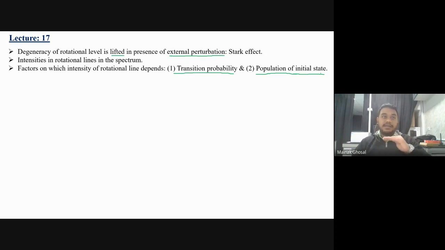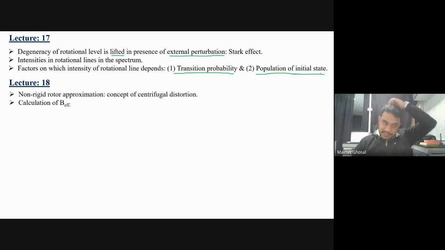Suppose in one case 10 molecules go to the excited state, but in another case 100 molecules go to the excited state. In the second case, since the population is much larger, the intensity will be much higher. Then in the next lecture, the non-rigid rotor approximation was discussed.